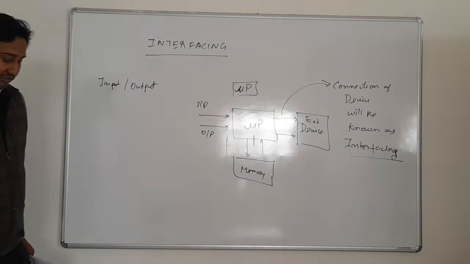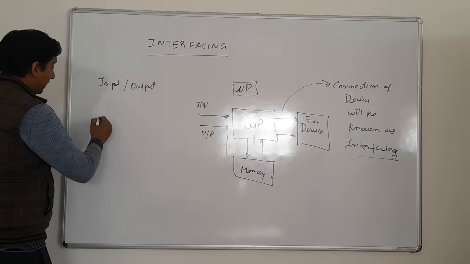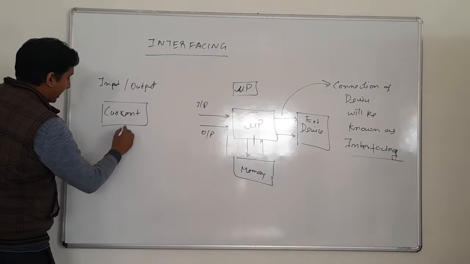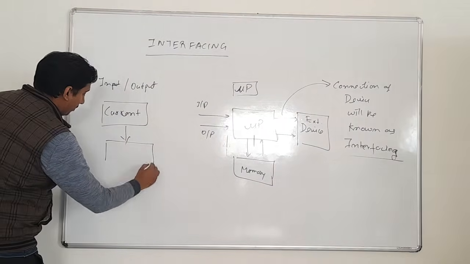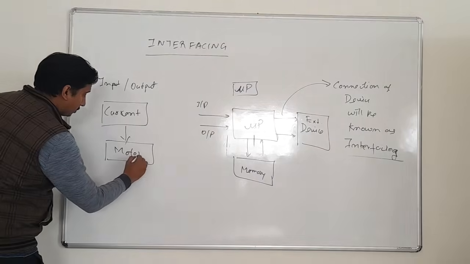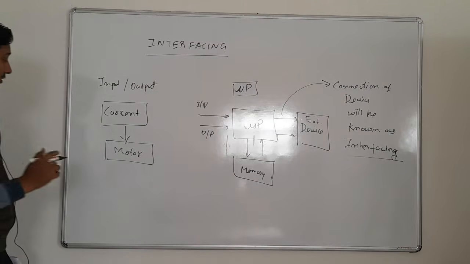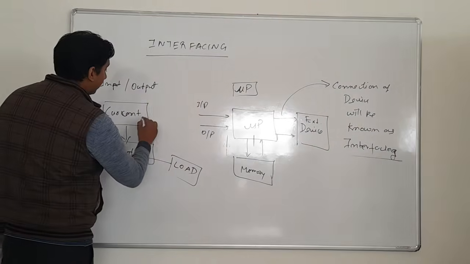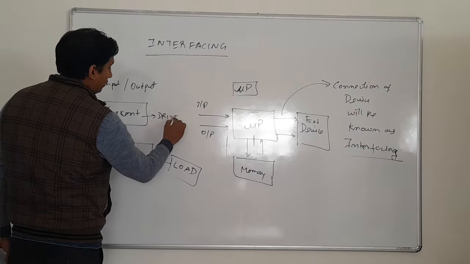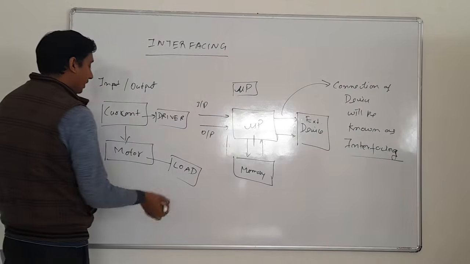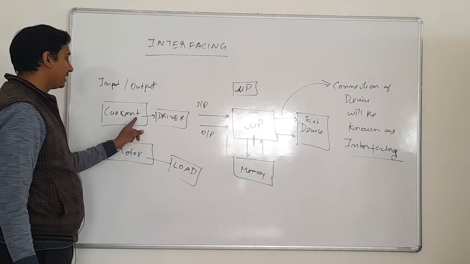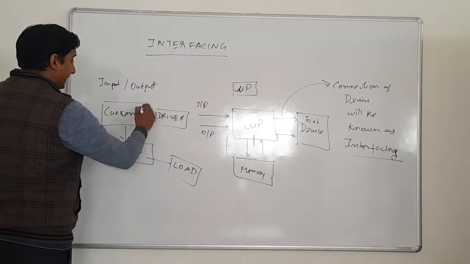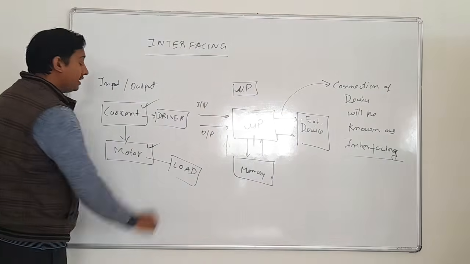See, how we will do interfacing, I will tell you. Suppose I have a current source, and I want to drive a motor with this current. There are two kinds of circuit. The motor is the load and the current source is the driver. You might have seen that when you connect the motor plug to the current, the motor will run. So the current is the driver and the motor is the load.